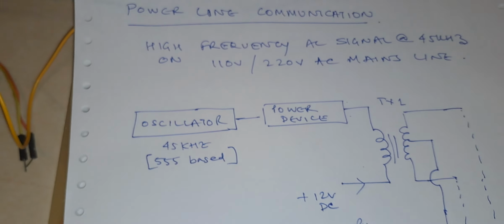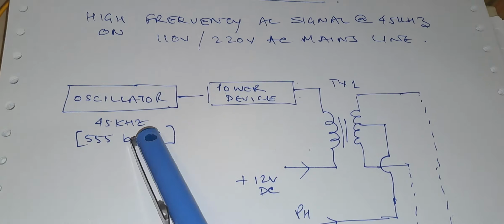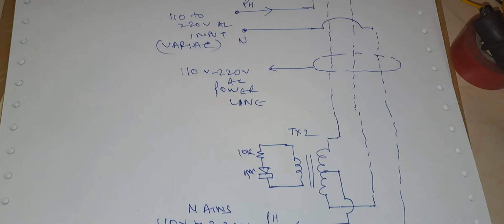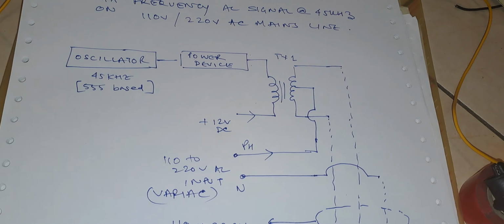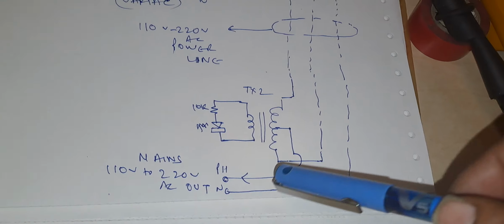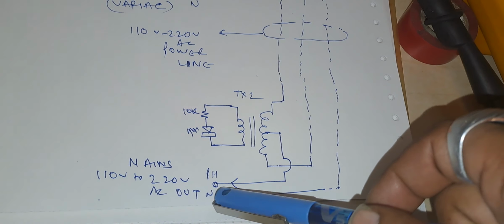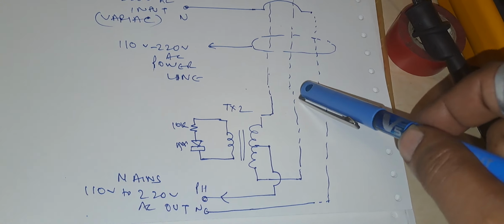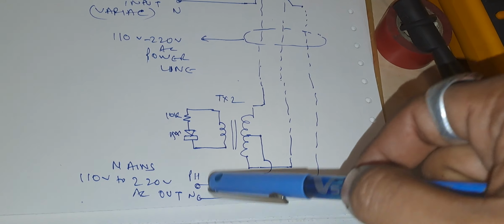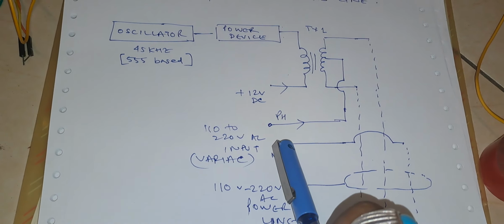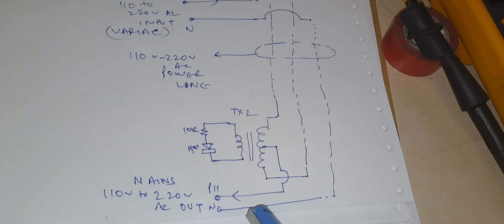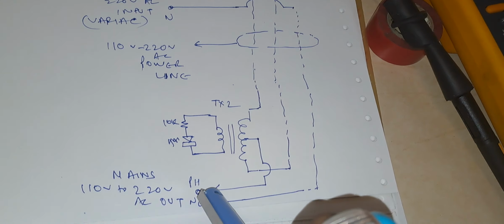So as you can see here, this is the transmitter part and this is the receiver part. So this is all for now. Now in the next video, I need to put a low pass filter here, because you can see here the frequency is getting mixed. 50 hertz is getting mixed with our 45 kilohertz oscillator. This oscillator frequency is mixing with this mains frequency. And here instead of getting 50 hertz, we are getting some kilohertz.